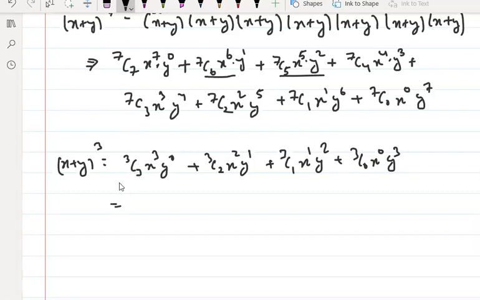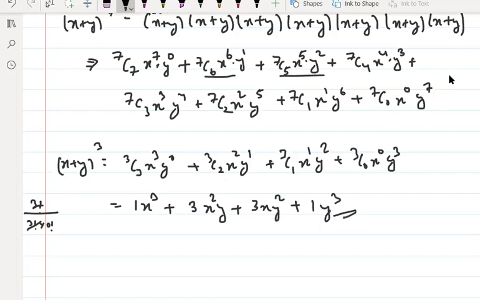If you see this, 3c3 is what? 1. You can calculate 3 factorial by 3 factorial into 0 factorial. It is 1, 1 x cube, because y power 0 is 1, plus 3c2 is 3x square y, plus 3c1 and 3c2 are same, right? So it is 3xy square, plus 3c0 and 3c3 are equal, so 1y cube. See, this was the formula, na? Yes or no?